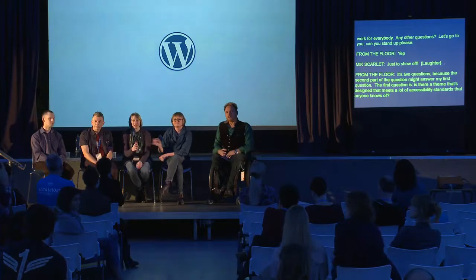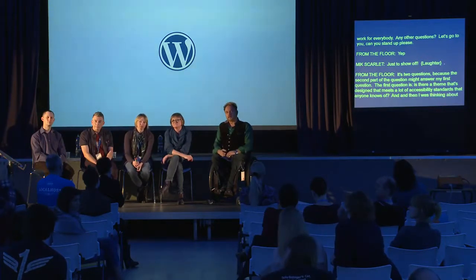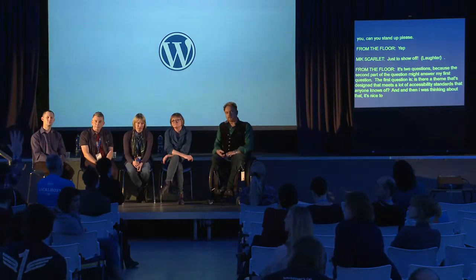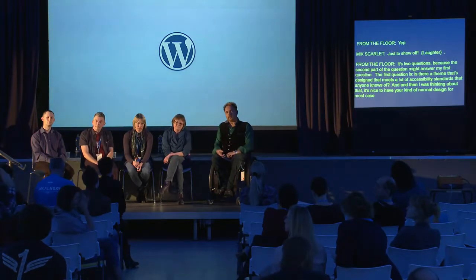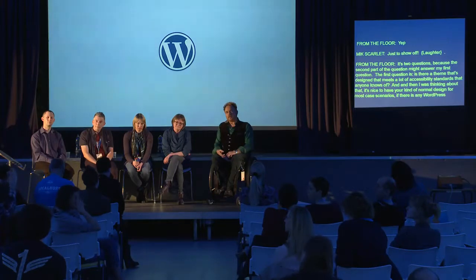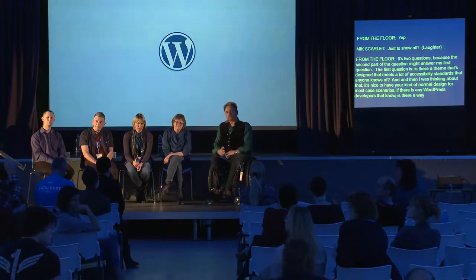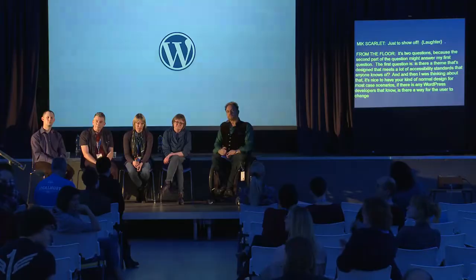And then I was thinking about that. It's nice to have your normal design for most case scenarios. If there's any WordPress developers that know, is there a way for the user to change the theme while they're interacting with a website? So you could have a disability accessible theme and then your own style theme, and when they just press a button, it actually changes the theme. That would be an interesting concept.